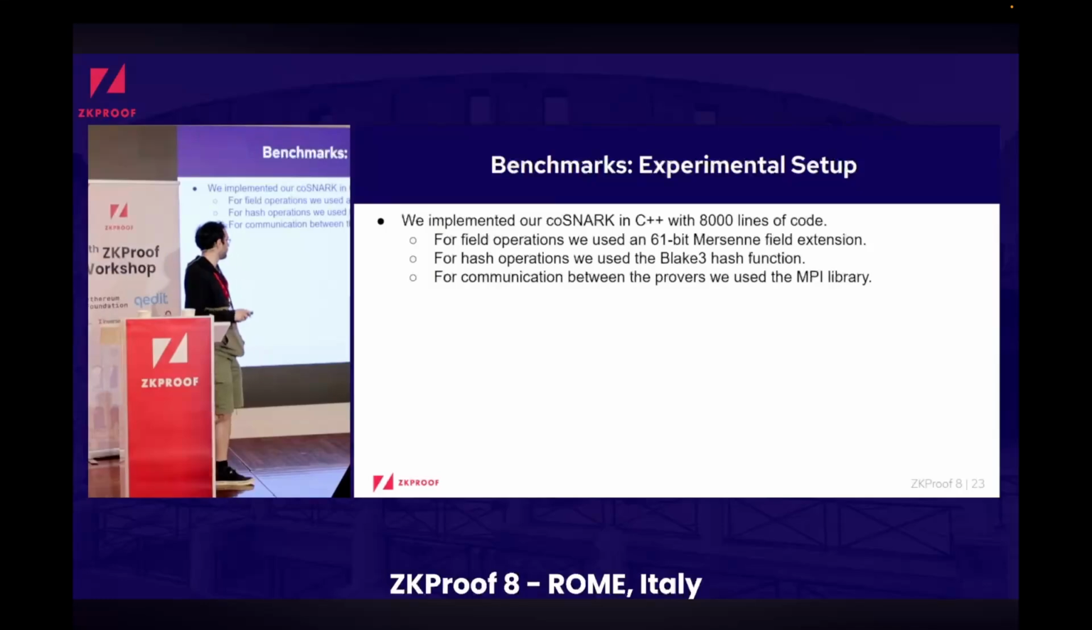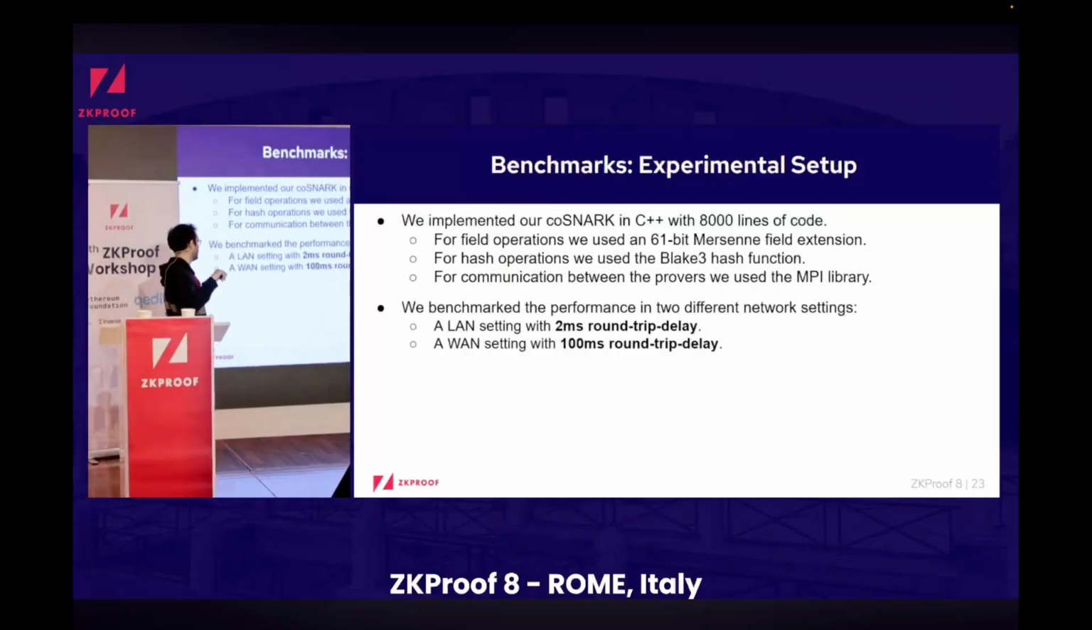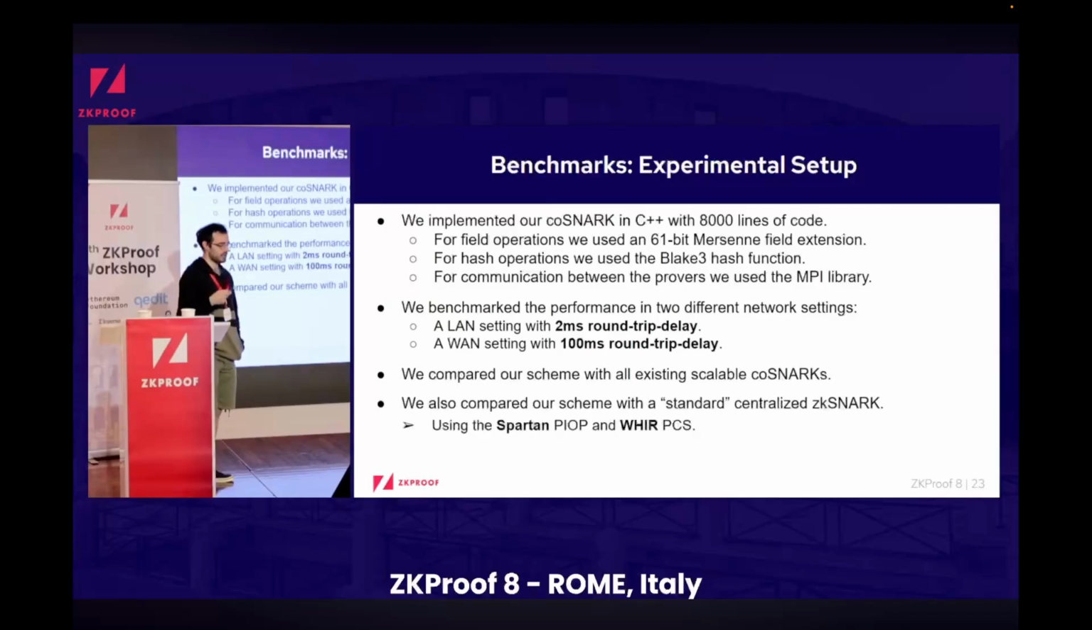Okay, let's now go to the benchmarks. We implemented our core SNARK in C++. We used the field extension of the 61-bit Mersenne prime. For the communication between the provers, we used the MPI library. Next, we benchmarked our scheme in two different network settings, a LAN with 2 milliseconds of round-trip delay and a WAN with 100 milliseconds of round-trip delay. We compared our scheme with existing scalable core SNARKs and also with a centralized zkSNARK that consists of a Spartan PIOP compiled with a vanilla PCS.